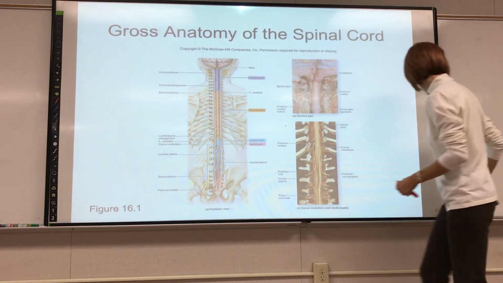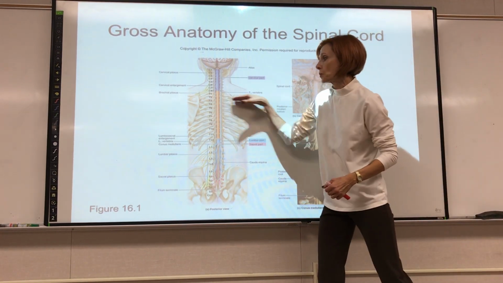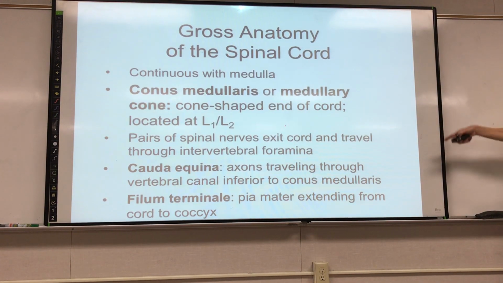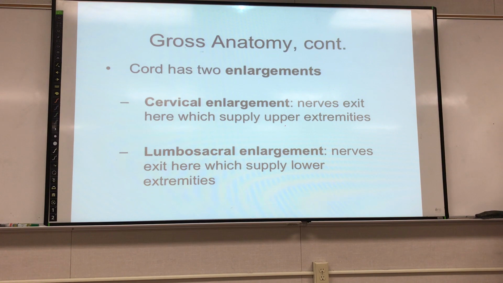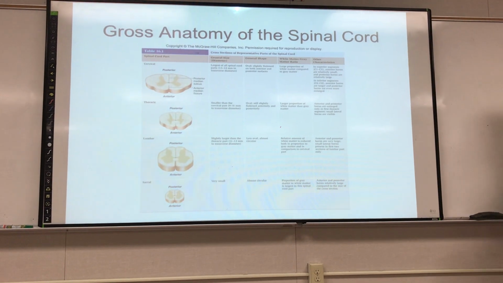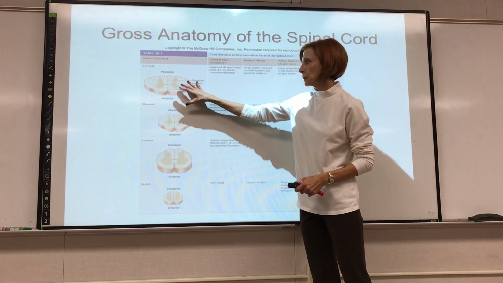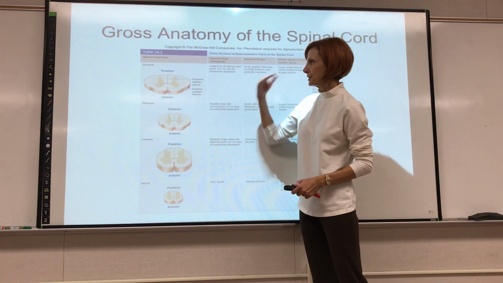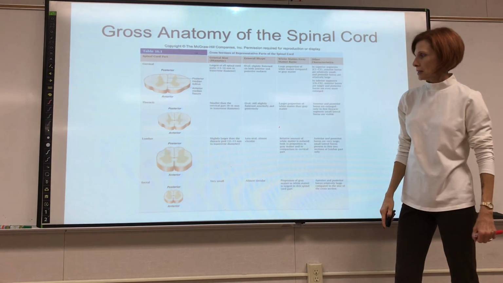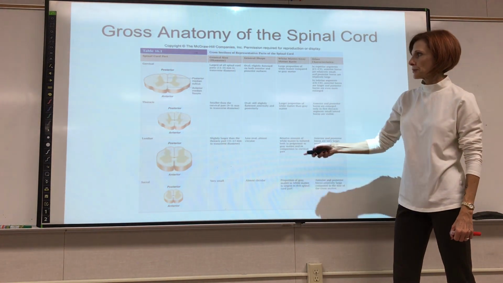Okay, so let's take a look now at a cross-section through the cord. We'll take a look at a cut through the cord. This is all the stuff we just talked about. And this is just kind of FYI. You don't have to memorize how it looks in every different level, but you can just see it does look a little bit different as you go through the different regions of the cord.